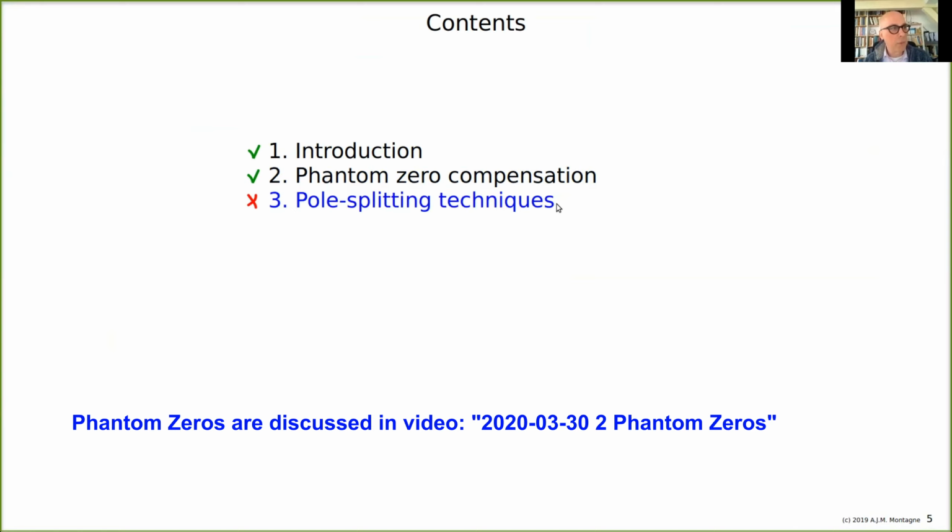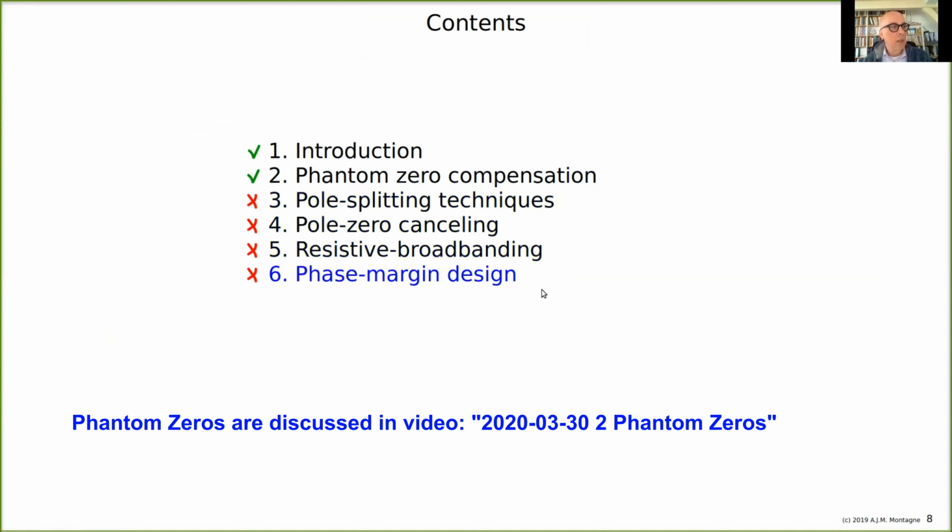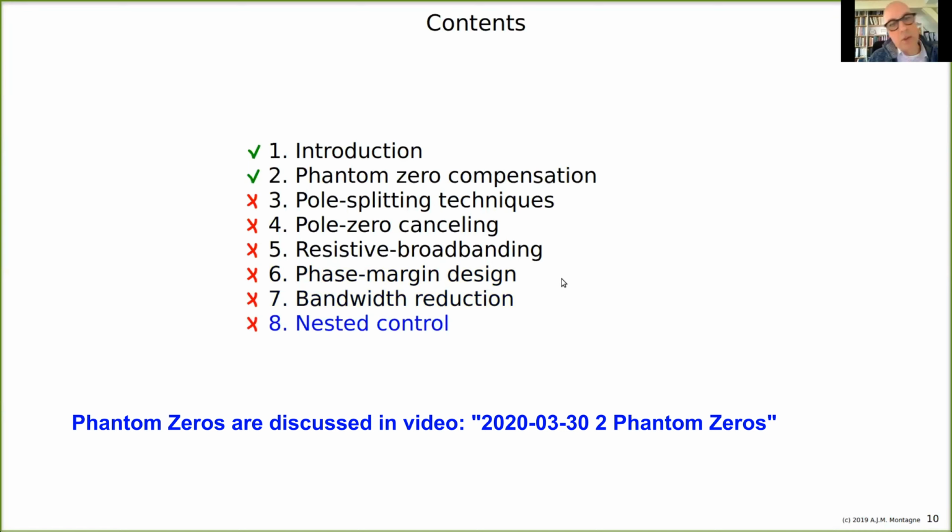No. Pulse splitting, pole zero canceling, resistive broadbanding, and phase margin design are all not discussed, but they are discussed in the book. But the most important technique, phantom zero compensation, will be the main topic for today. Bandwidth reduction and nested control are also in the book. That's 60 pages about frequency compensation, but that would be too much for this bachelor course. We do the most important.